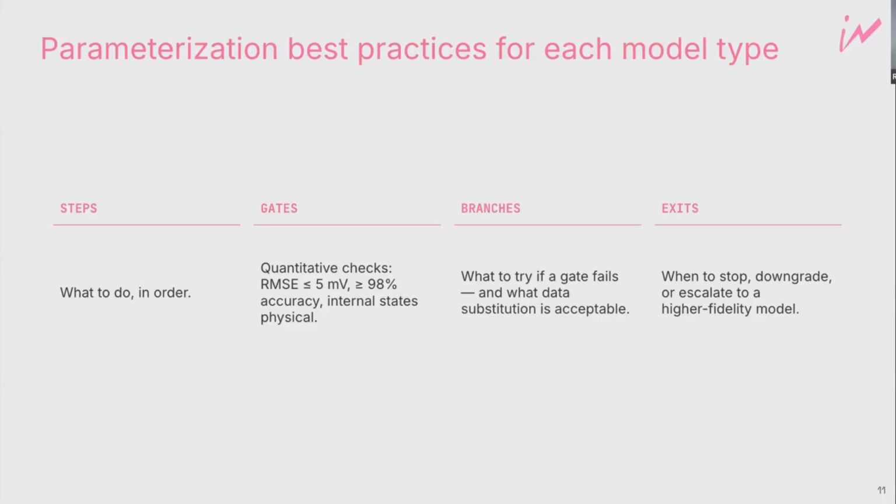And so what having these gates does is create some branches. So if you fail a gate, it's another chance to make a decision. What do I do? Can I substitute in some different data? Can I build a different model? What are my options here?